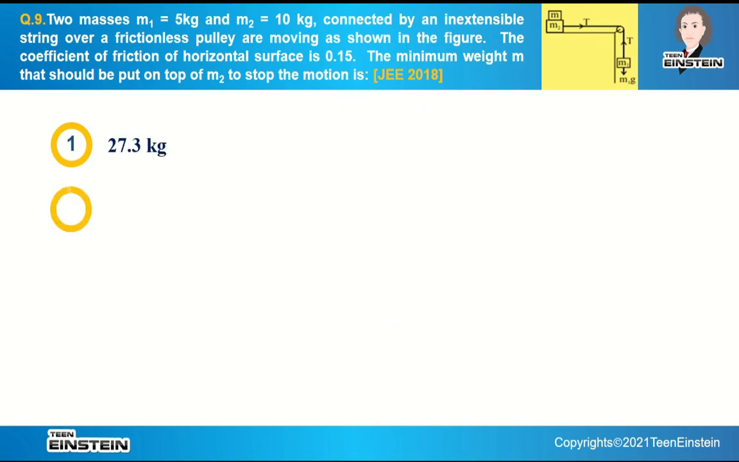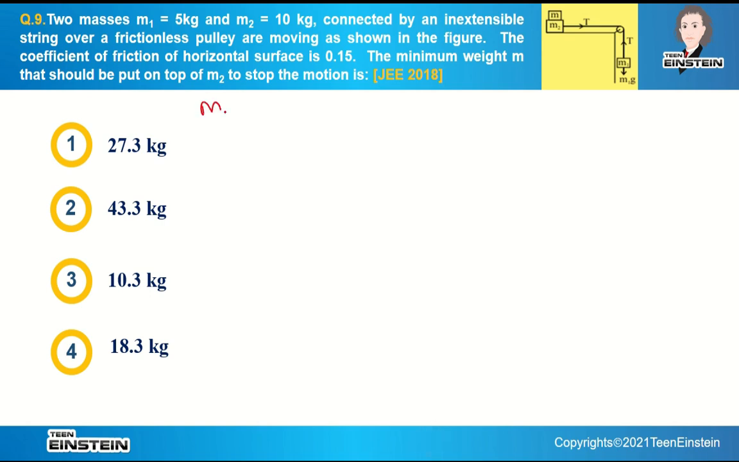Okay, so the next question is, two masses m1 equal to 5 kg and m2 equal to 10 kg are connected by an inextensible string over a frictionless pulley and are moving as shown in the figure. The coefficient of friction of the horizontal surface is 0.15. The minimum weight m that should be put on the top of m2 to stop the motion is. So here they have given you two masses m1 and m2, and they have also given you the tensions. Okay, and they are placing a mass over m2.